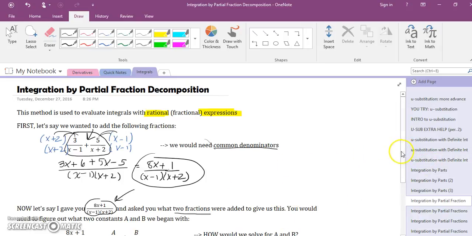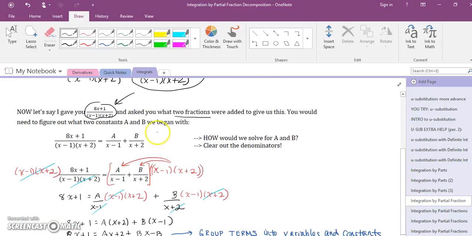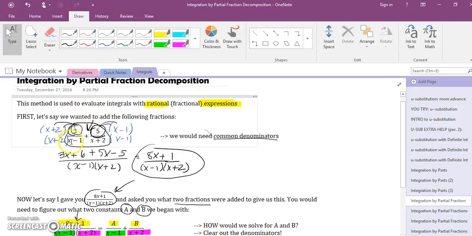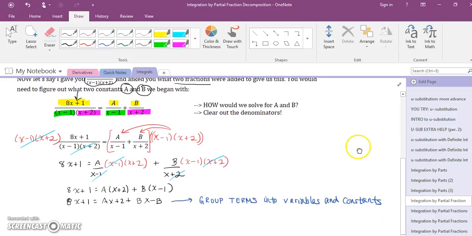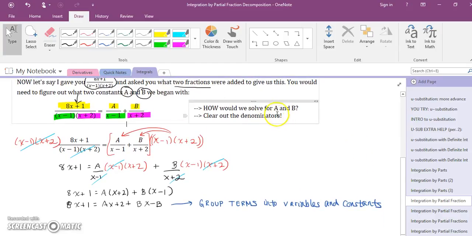What you would have to do is figure out what two constants, these two right here. We already know what they are, but if we didn't know what they were, let's call them A and B. We'd have to know what two constants we started with in order to end up here. So I'm going to take the ending result, and I'm going to say that my numerator is the same thing as two constants added together, one constant over the first linear factor in the denominator, and the second one over the second linear factor. Now, like I said, we already know that it's going to be 3 and 5 over each linear factor, but let's go backwards and try to figure out what A and B are, pretending we don't know what they are. Okay, how are we going to solve for A and B here?